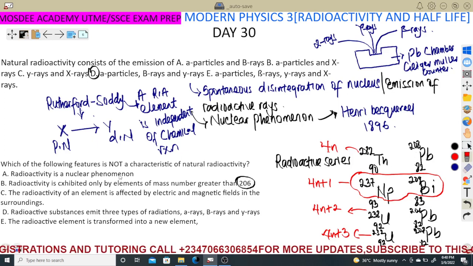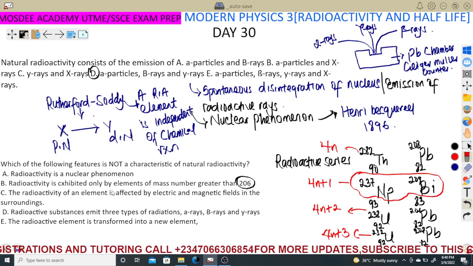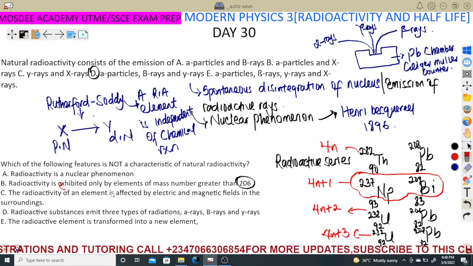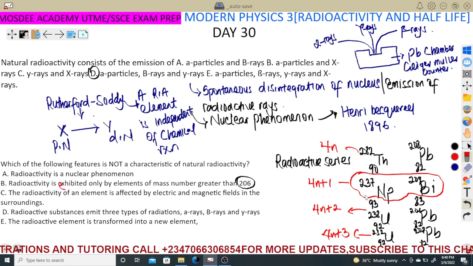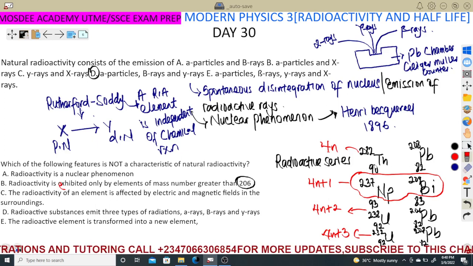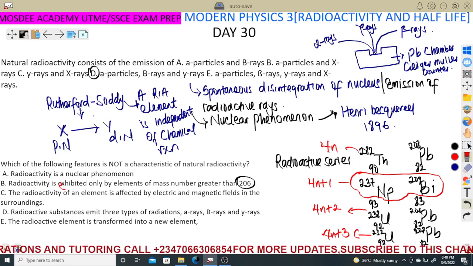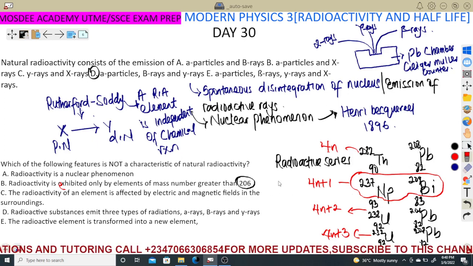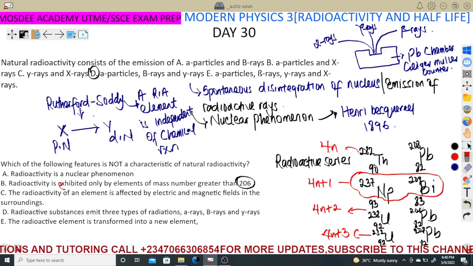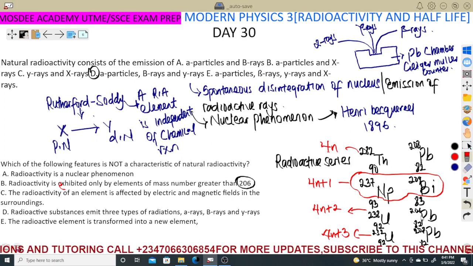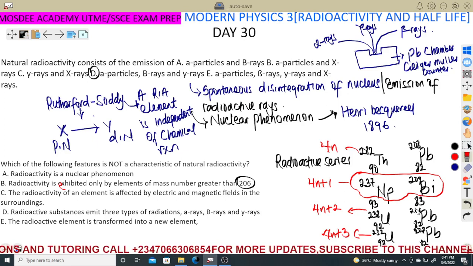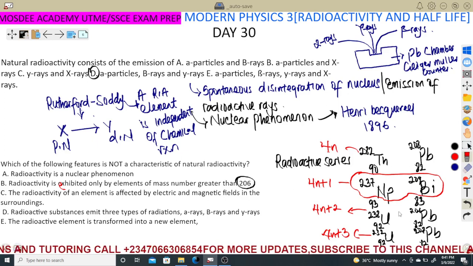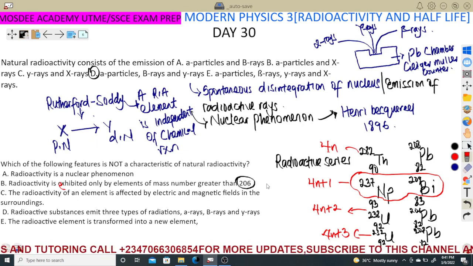Now, the first statement says radioactivity is exhibited only by elements of mass number greater than 206. As you can see, all these elements are also radioactive, and lead gives us 206, 82. So if you say greater than 206, this statement is incorrect.